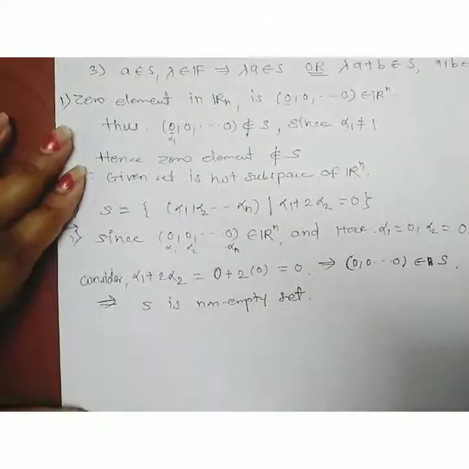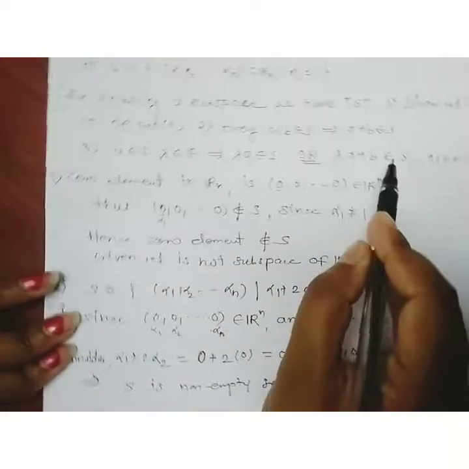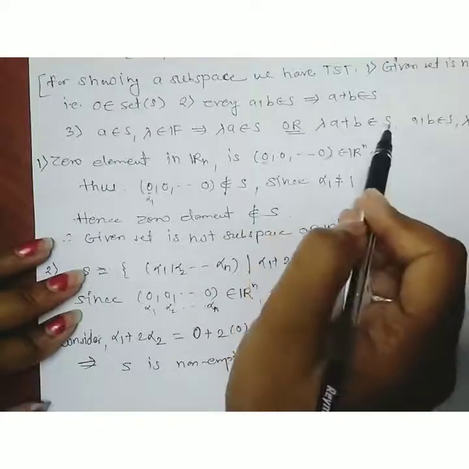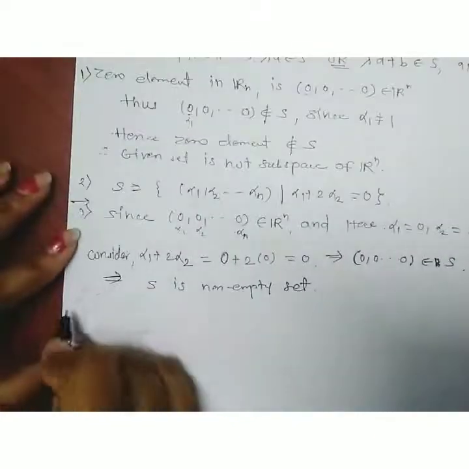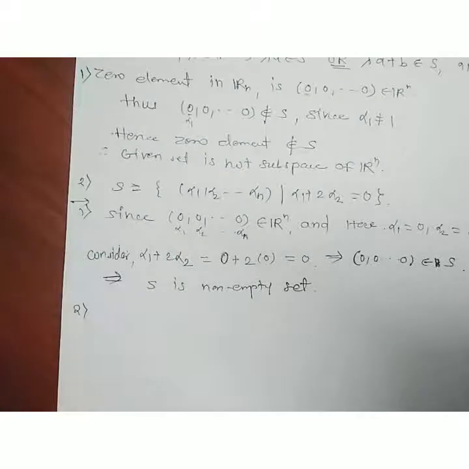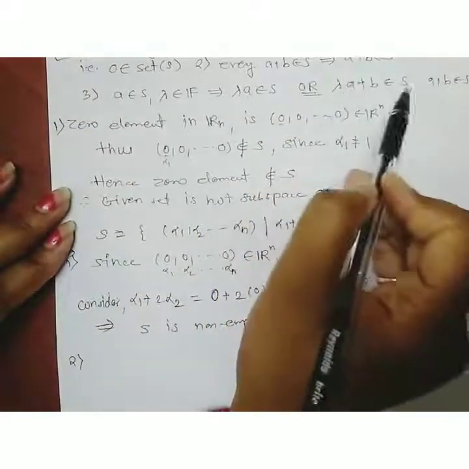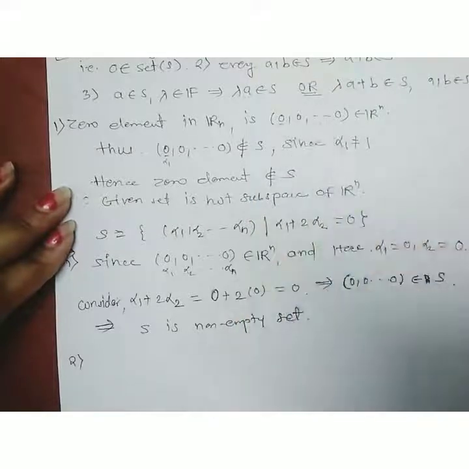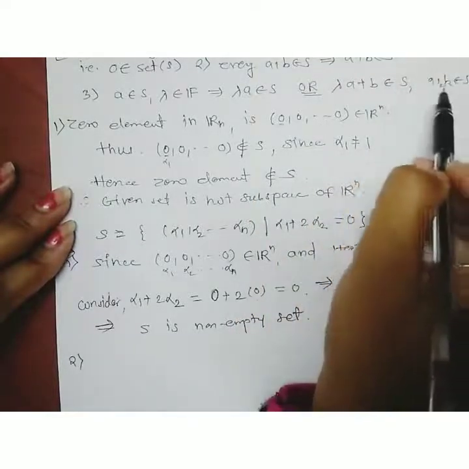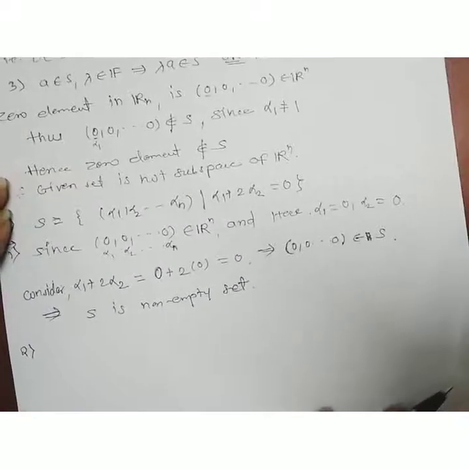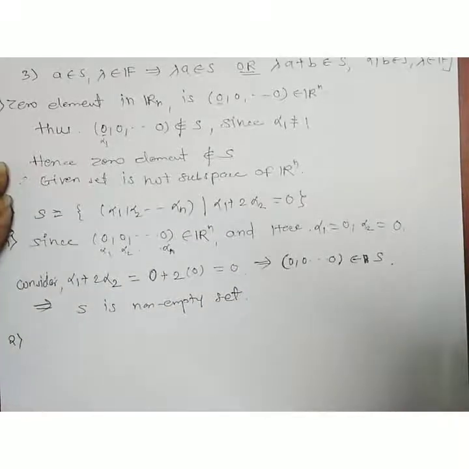Now we have to show the second and the third properties, or we show that this one property is satisfied in place of these two properties. Now we go through this property. The second property is what we have to show: lambda a plus b belongs to that set, where a and b belong to S and lambda belongs to field F.